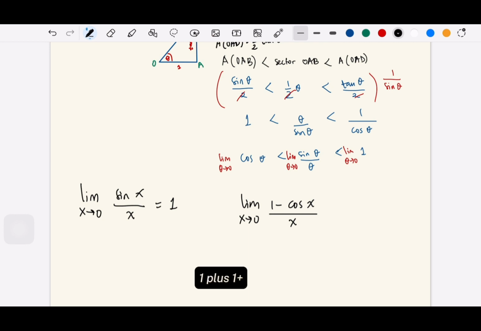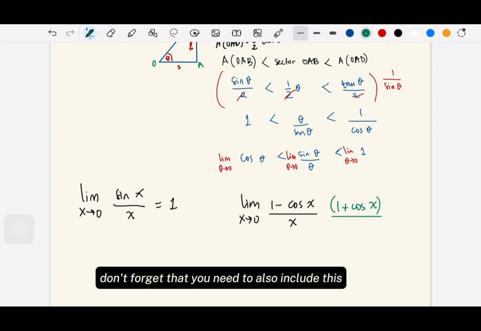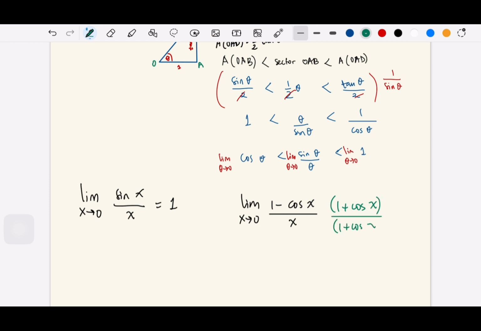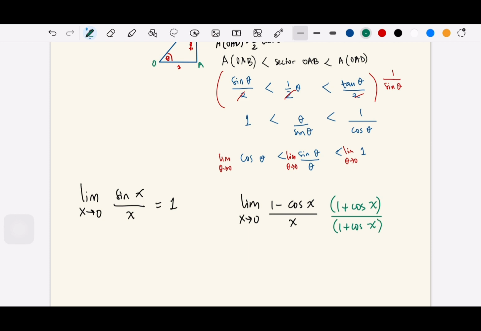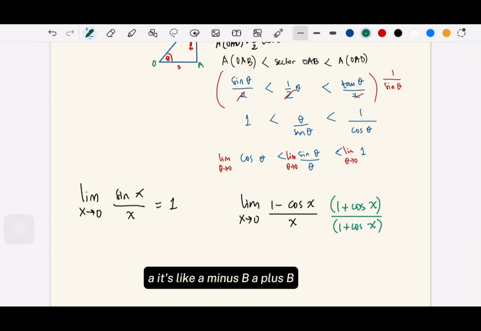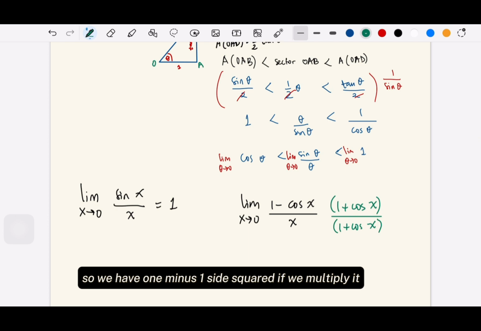1 plus cosine, right? So let's multiply with that. Okay, so multiply with this. Don't forget that you need to also include this, okay, to make sure that it's in balance. A minus B times A plus B gives us A squared minus B squared. So we have 1 minus cosine squared if we multiply it.